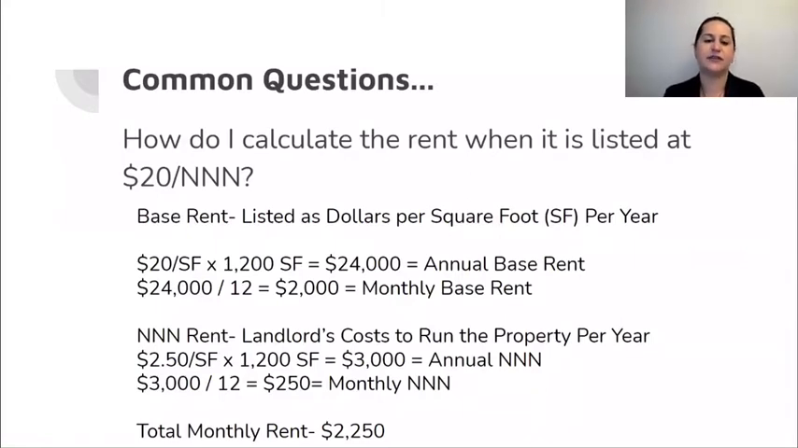Not including the triple nets, that's a different discussion. We're just talking about your base rent. So you're going to take $24,000 a year, divide that by 12, and you're going to end up at $2,000 a month for your base rent.